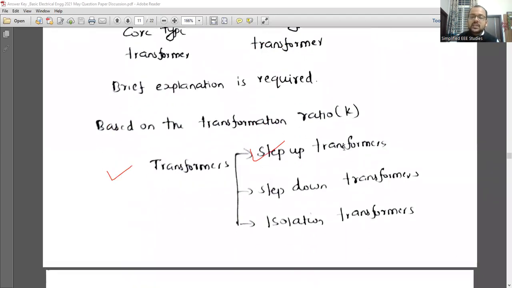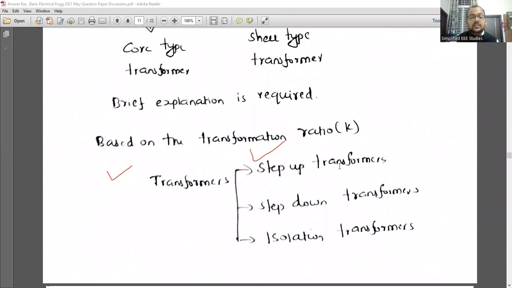If the transformation ratio is greater than 1, then it is known as a step-up transformer. If the transformation ratio is less than 1, then it is known as a step-down transformer. Suppose the transformation ratio is equal to 1, then it is known as an isolation transformer, or you can call it a 1:1 transformer. Those points you can write in your answer book.